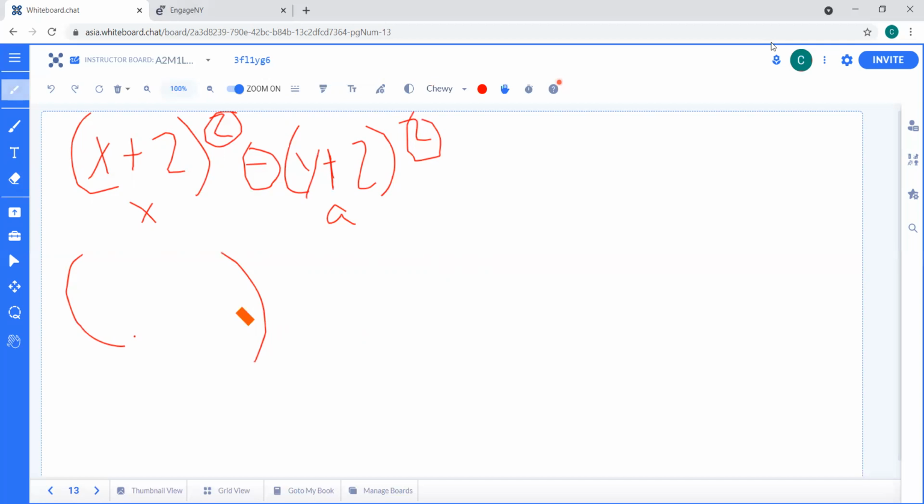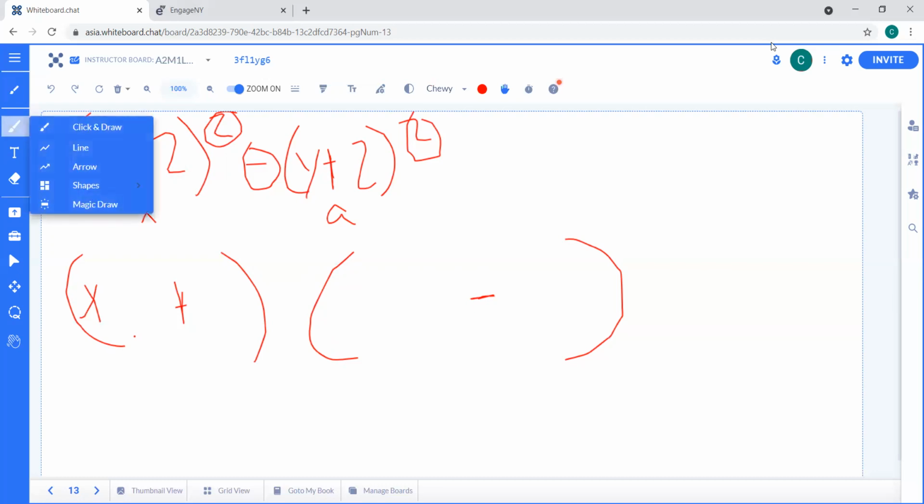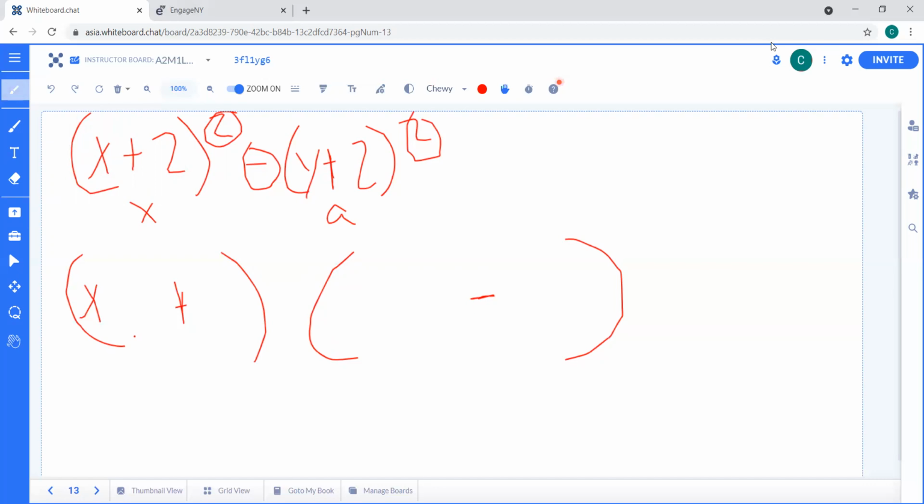Conjugates. Okay, so let's go with plus. I can't get anything to work here. And then this is going to be the minus. So I'm going to have to negate this. We have x plus x plus. Stuff's not working again, guys. Sorry. Just say x plus 2.